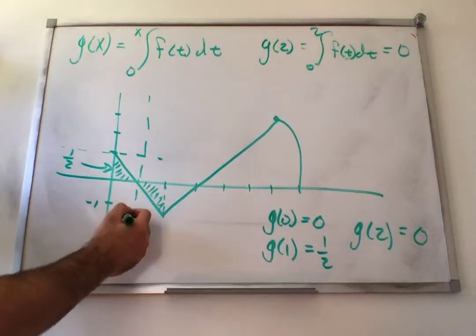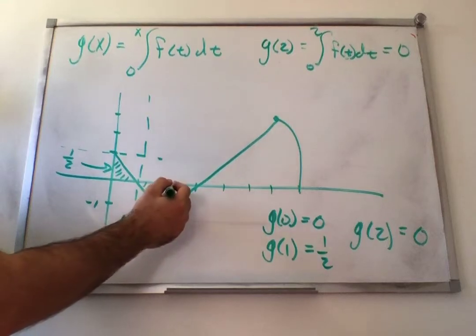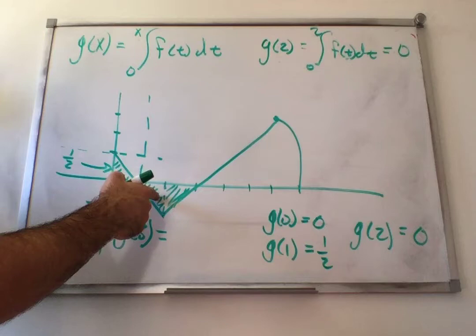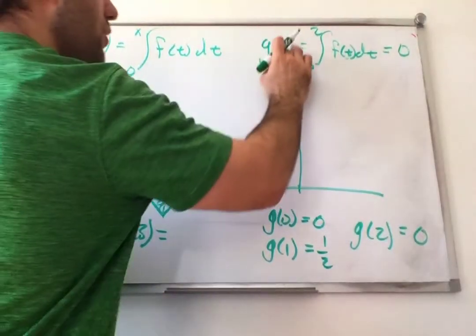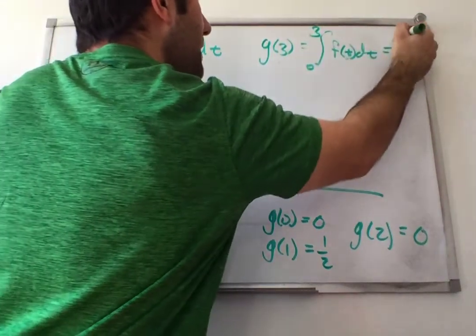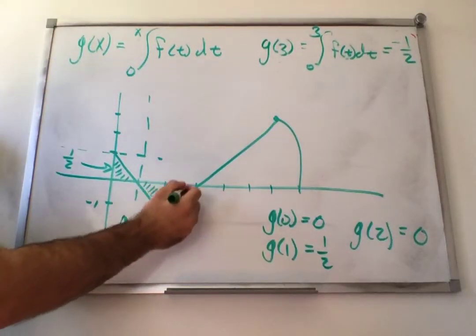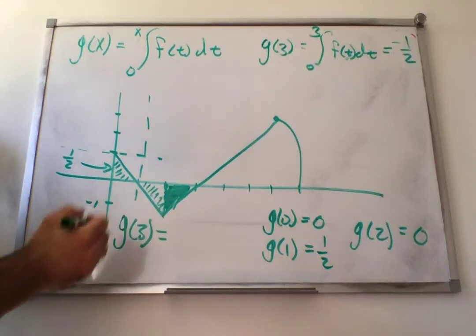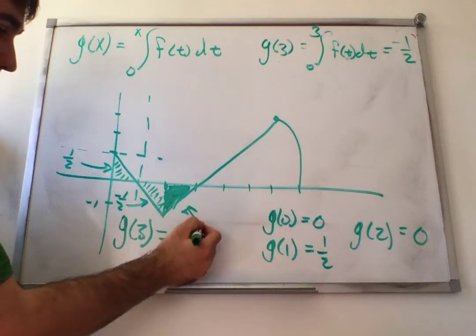So let's go ahead now and find g of 3. Well, g of 3 is this next area right there. It's this area, which we know is 0, plus this area. This area is negative. So g of 3 from 0 to 3, that's negative 1/2. Because this area, right in here, the really dark one, that one is also 1/2. So right here is negative 1/2. Right here is negative 1/2.